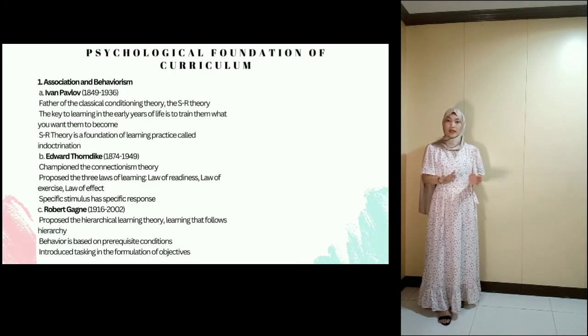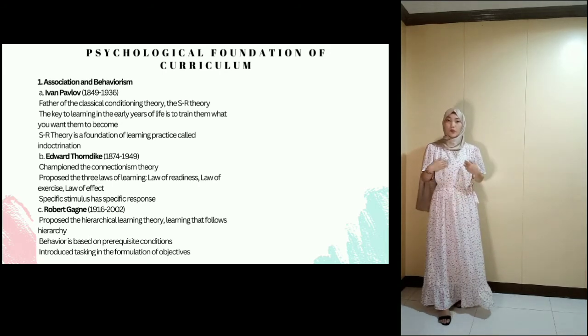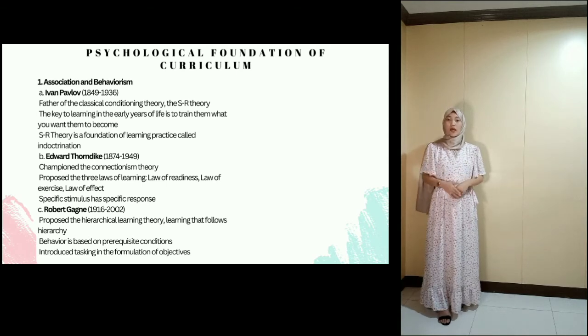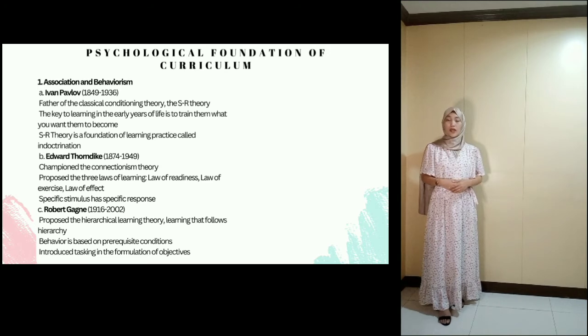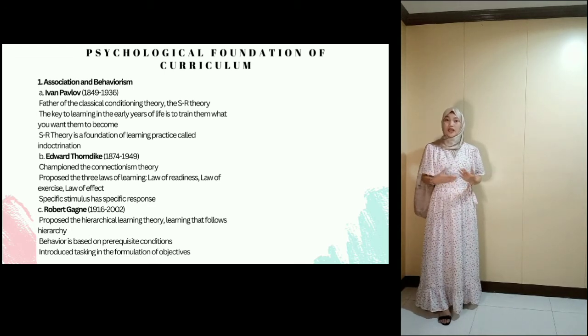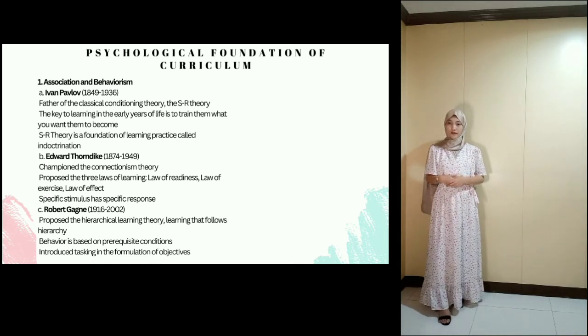Second is Edward Thorndike in the years 1874 to 1949. He championed the connectionism theory and also proposed the three laws of learning: the law of readiness, the law of exercise, and the law of effect. A specific stimulus has a specific response. Lastly, we have Robert Gagne in 1916 to 2002. He proposed a hierarchical learning theory. Learning follows a hierarchy, and behavior is based on prerequisite conditions, and he introduced task analysis in the formulation of objectives.